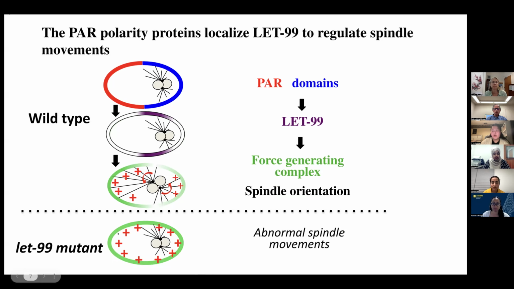On the other hand, the let-99 mutant is a loss of function mutant with no LET-99 protein, so the force generation complex distributes evenly on the cell membrane, creating an abnormal spindle movement where there's no directional pulling force to make the rotation move, and it also fails rotation in the second asymmetric division. So LET-99 is a very important protein for asymmetric divisions and movement of the spindle.